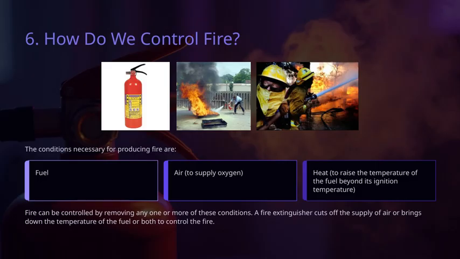to keep burning. Sometimes, it also lowers the temperature of the fuel itself, which helps stop the fire. So, controlling fire often involves either removing the fuel, reducing the oxygen supply, or cooling the heat below the ignition temperature. This understanding ties back to the broader theme of fire safety and prevention, showing us the practical ways we can manage and prevent dangerous fires.